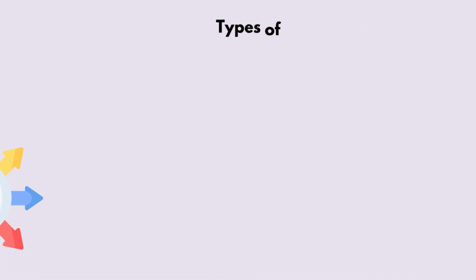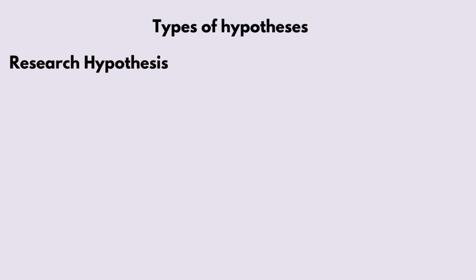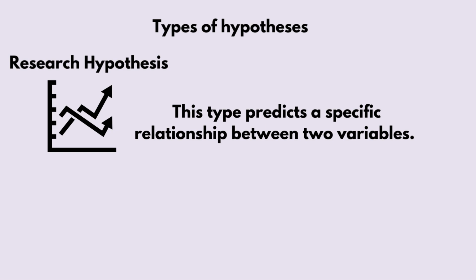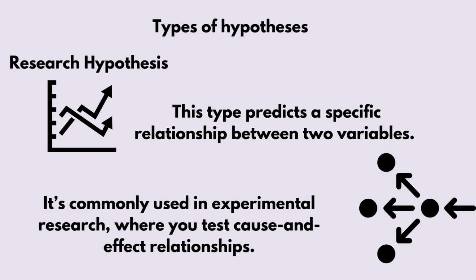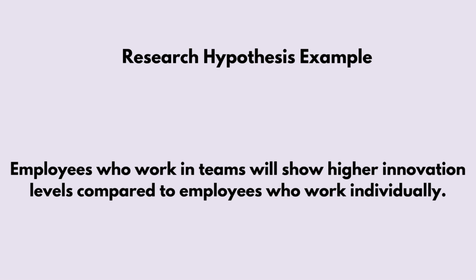Types of hypotheses. Research hypothesis. This type predicts a specific relationship between two variables. It's commonly used in experimental research, where you test cause and effect relationships. Example, employees who work in teams will show higher innovation levels compared to employees who work individually.